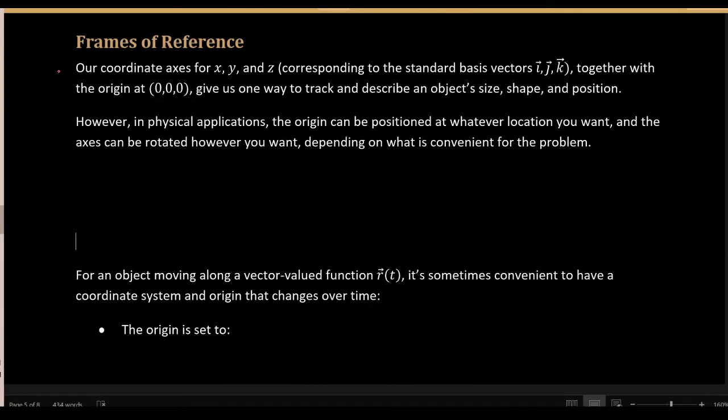In mathematics, we have sort of a sacred basic coordinate system. The origin is located at the point 0, 0, 0. X points towards us, y points to the right, and z points upward.